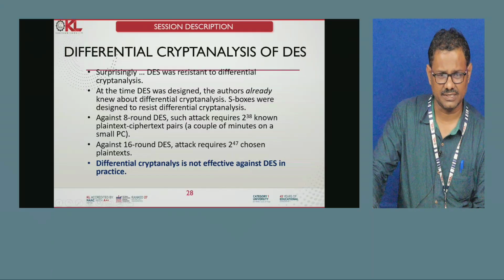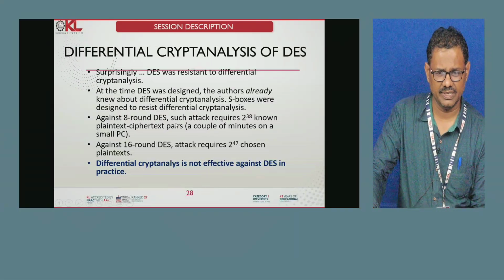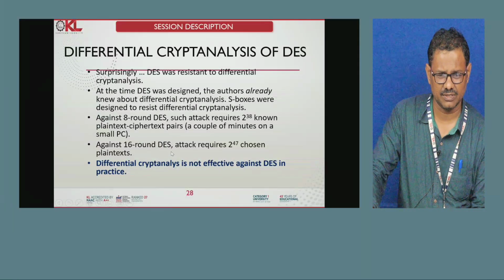Differential cryptanalysis and DES. DES was resistant to differential cryptanalysis. At the time DES was released, the designers already knew about differential cryptanalysis. S-boxes are designed to resist differential cryptanalysis. Against 8-round DES, such an attack requires 2^38 known plain text and ciphertext pairs. Against 16-round DES, the attack requires 2^47 chosen plain texts. So differential cryptanalysis is not effective against DES in practice. Okay.